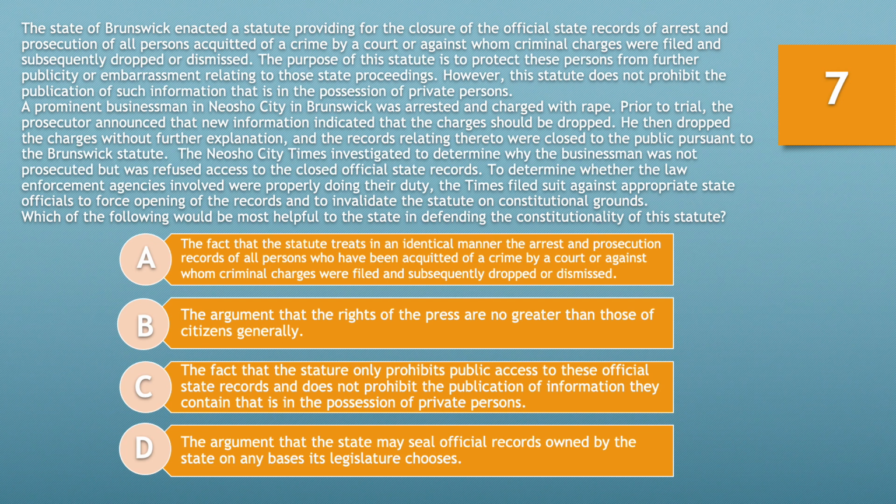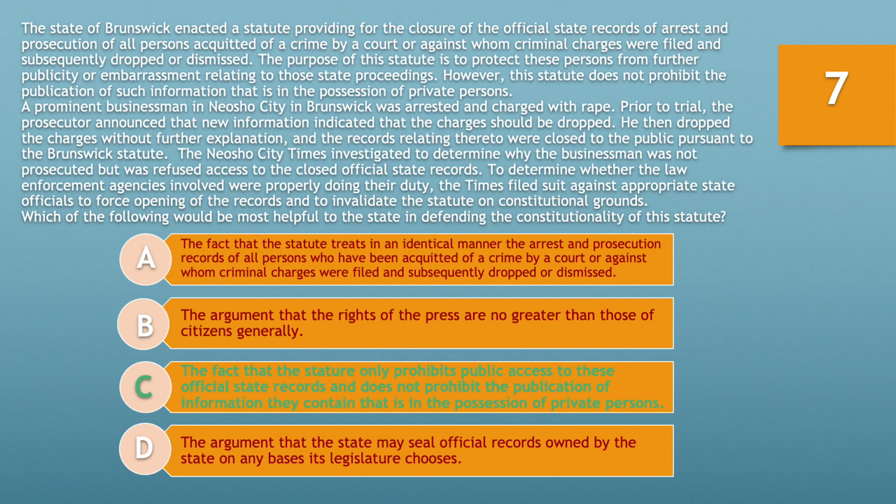Correct answer is C. The state may not impose liability for the accurate publication of information in the public record, but it may limit its own dissemination of information to the public. In this case, the state of Brunswick enacted a statute limiting its own dissemination of information to the public record.